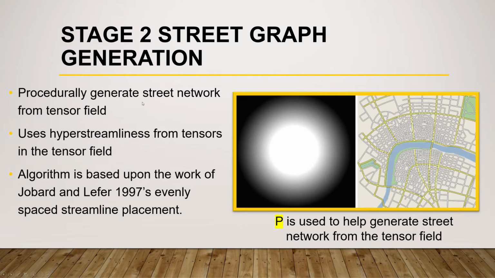So obviously it procedurally generates street networks from the tensor field, which is what I mentioned before, in stage 1 when we created the tensor field. Now we're procedurally generating these streets based on that tensor field. And hyperstreamlines are used from the tensors to represent side streets. We'll go into what hyperstreamlines are in a sec, but I just want to say that this is based on the research of Jobard and Lefer in 1997. They did research on evenly spaced streamline placement, and the researchers in this paper have modified Jobard and Lefer's research to be applicable to modeling streets.